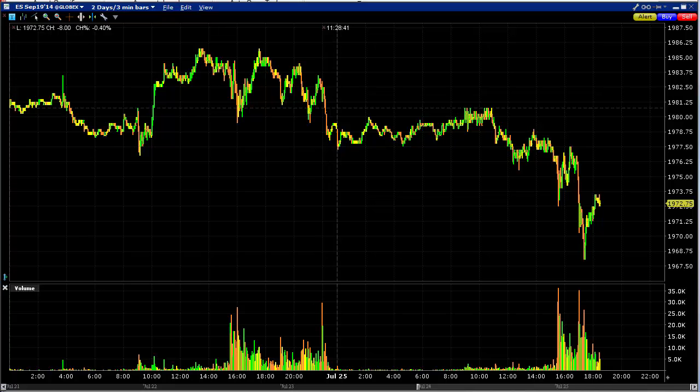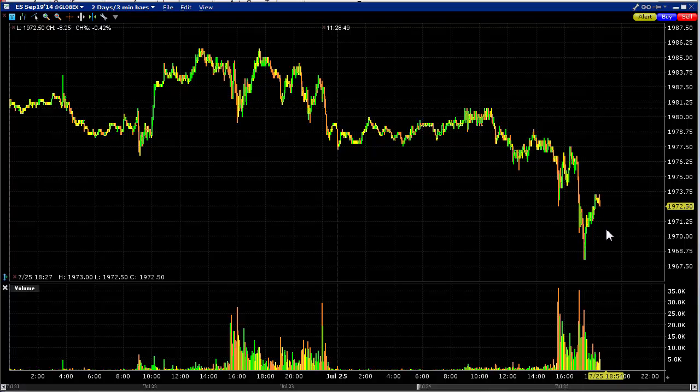But here we are right now, just kind of bouncing around. We sold off, bounced up. Now it's trying to decide if it wants to go up or down. It might come back a little bit. We'll see. But that's where we are right now, and we still have another 3.5 hours before the market closes.